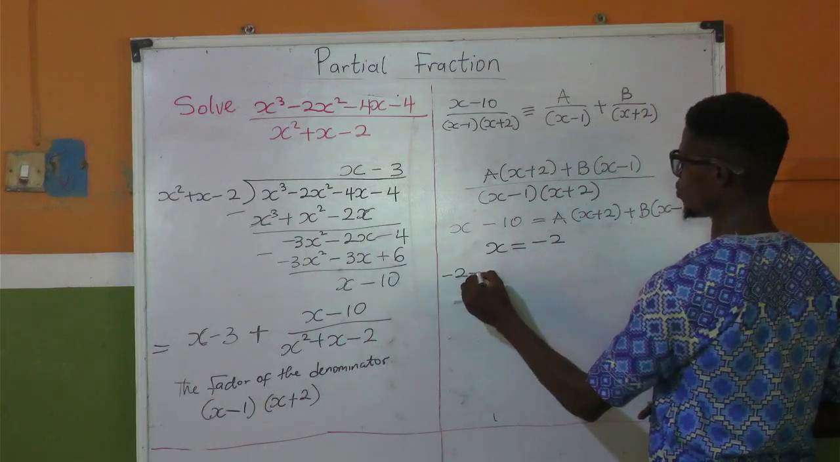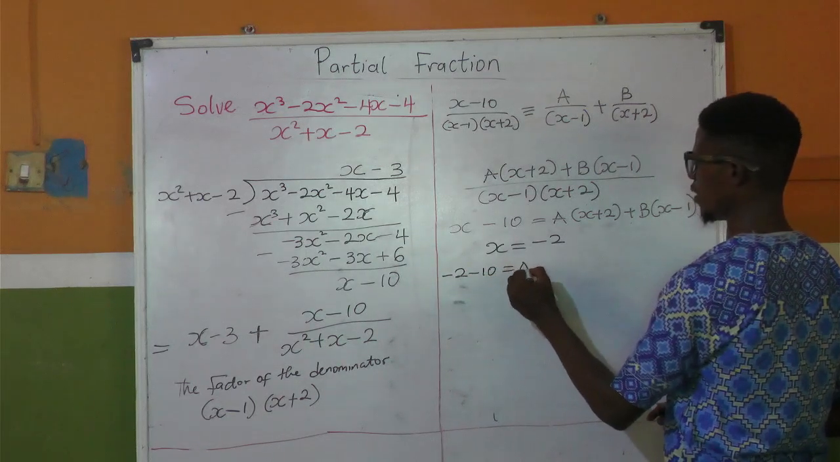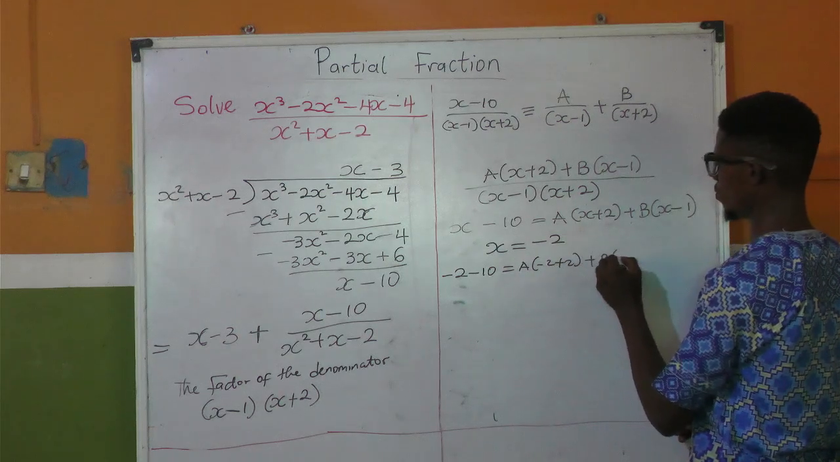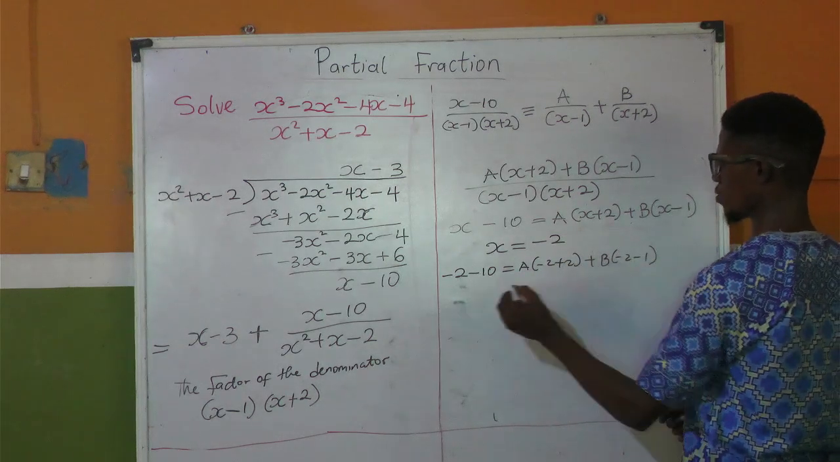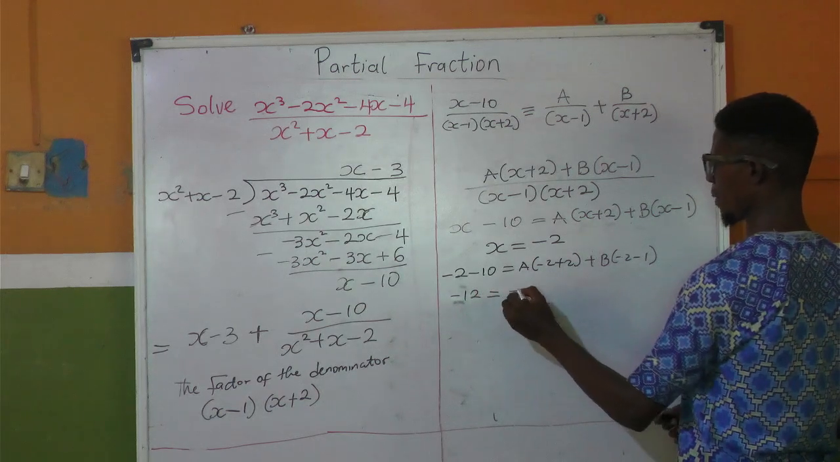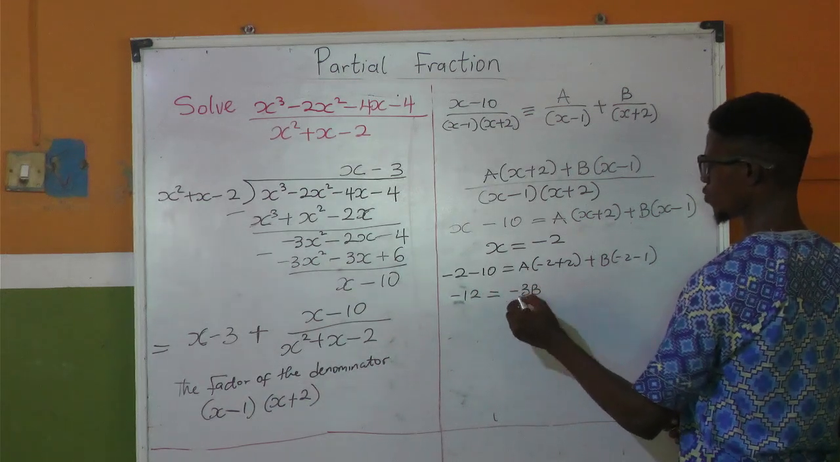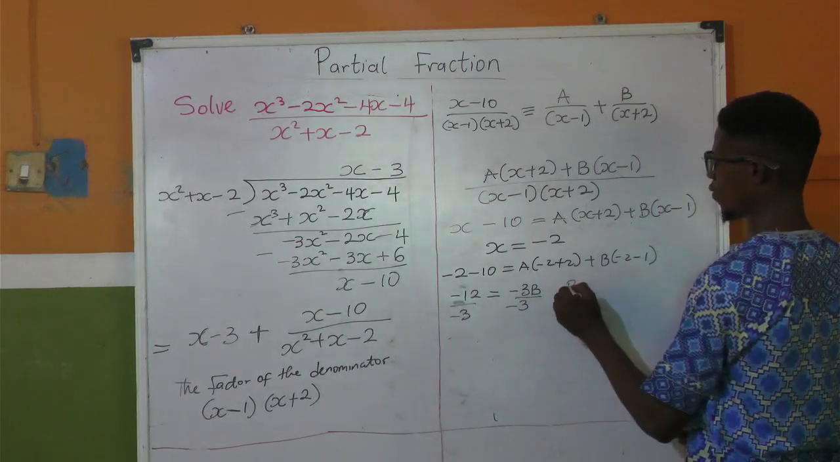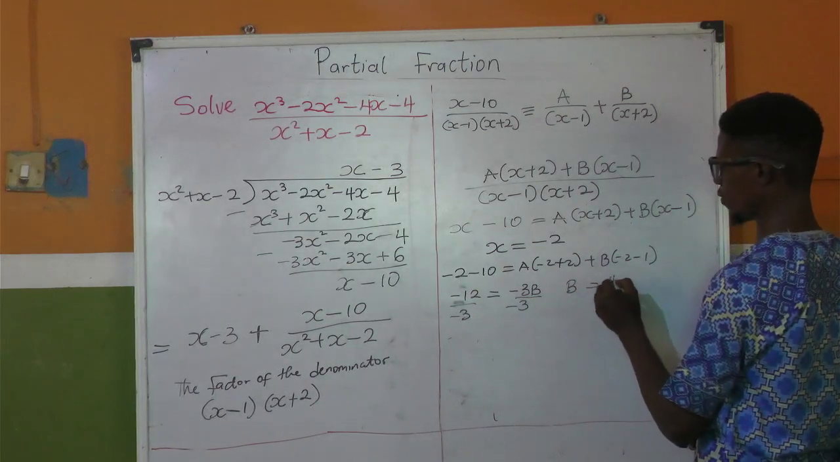So we have minus 2 minus 10 equals A into minus 2 plus 2 plus B into minus 2 minus 1. So in this case, we have minus 12 equals minus 3B. So when we divide through by minus 3, our value for B is 4.